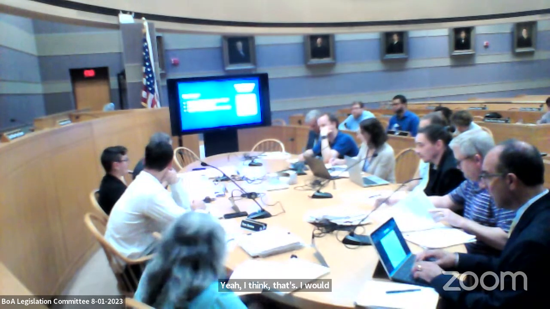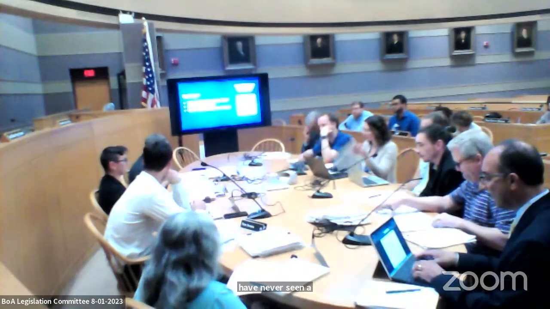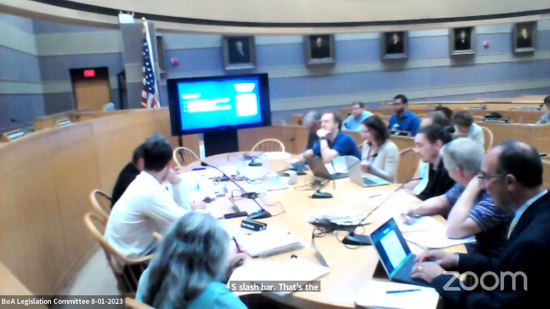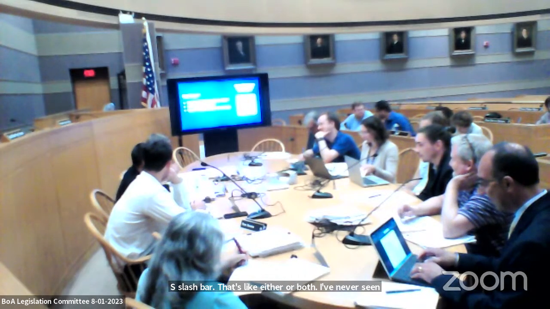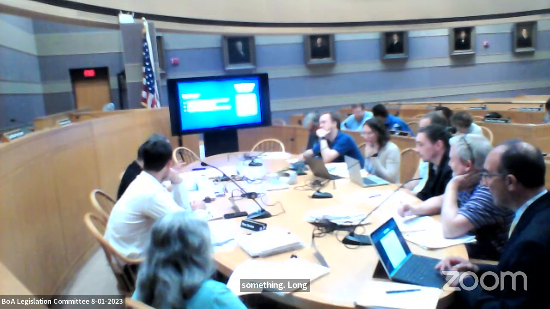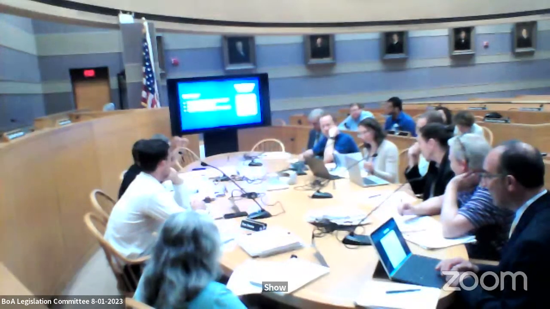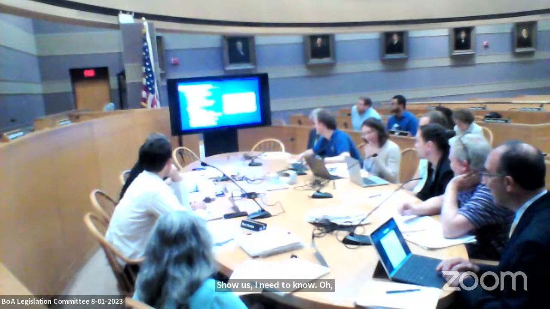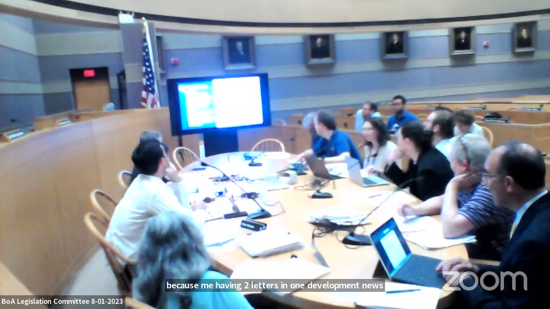When I looked at the use table, I had never seen a column before that had 2 letters in it. S/R. R/SP, right? And it's like either or, both and. I've never seen that. It's always just been 1 letter. So then you made reference to something about inside Long Wharf, outside Long Wharf. What do you mean? Show us the map. I need to know how crystal clear that definition is, because having 2 letters in 1 column in a use table sounds like a particularly bad idea. I'll go back to that one.